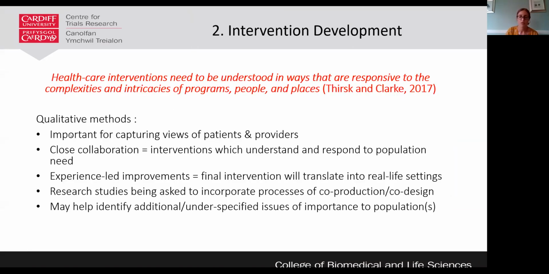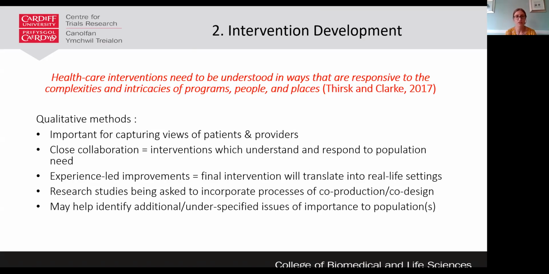Okay, so moving on, once we've understood more about a problem or a phenomenon, we can use qualitative research methods to help develop an intervention. So qualitative methods can allow close collaboration between researchers and participants to help design interventions that respond to the particular needs of that patient group, but also make sure that the intervention doesn't just look good on paper, but also can translate into real life settings as well.